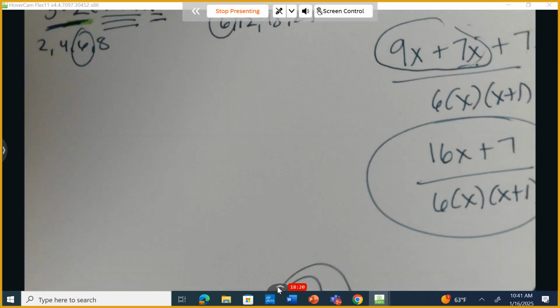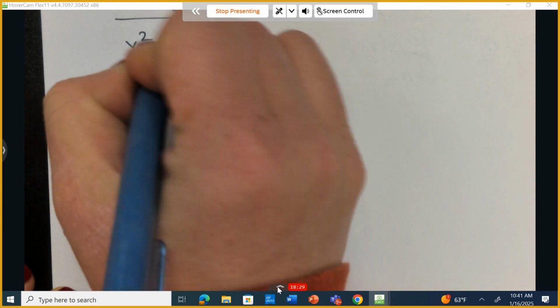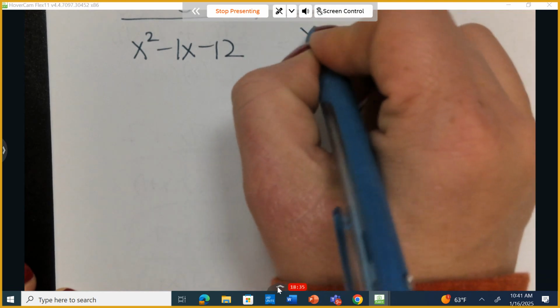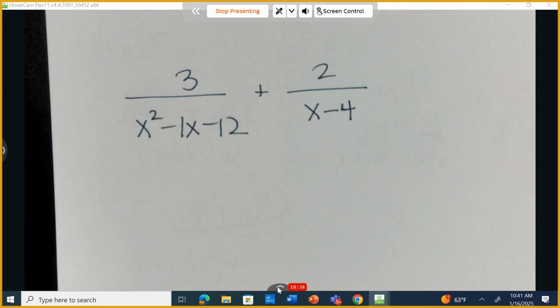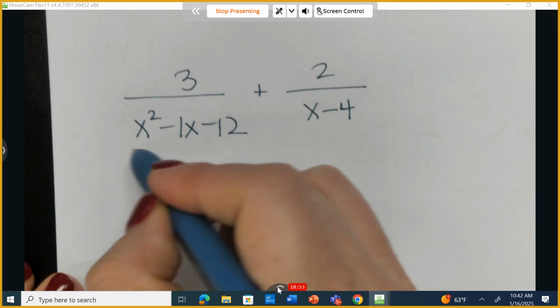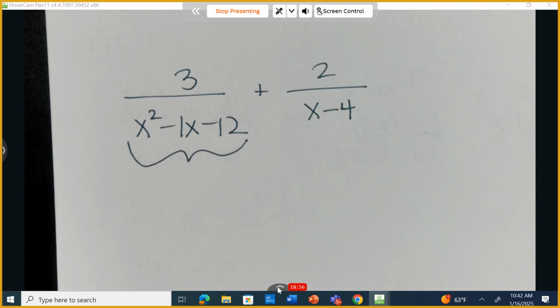Okay, we are down to our last one. Are you ready? We have done so much work with factoring. Let's see what we can do right now. Here we go. Please write 3 over x squared minus 1x minus 12 plus 2 over x minus 4. Okay, you ready? Hands raised right now. What do I do with this? That would be a great guess. That's a great guess, Joe.